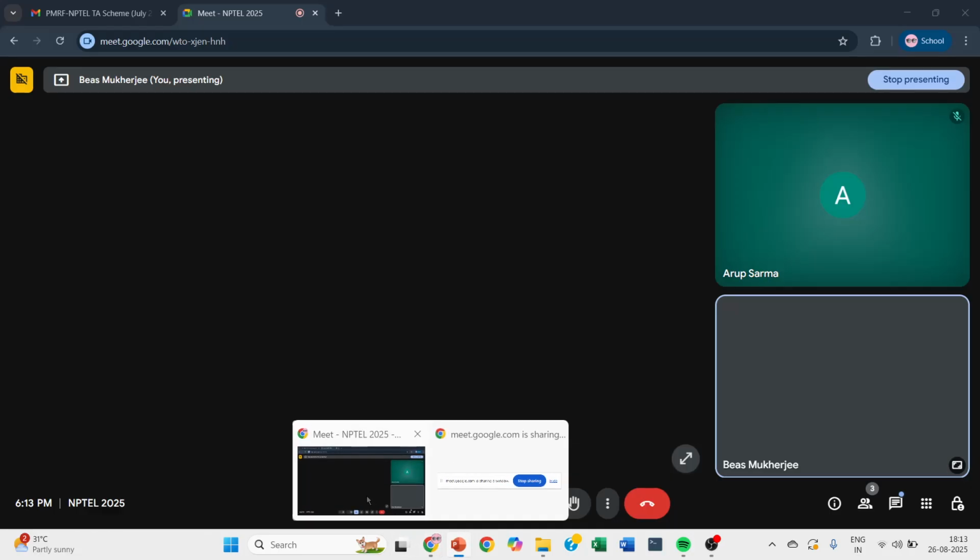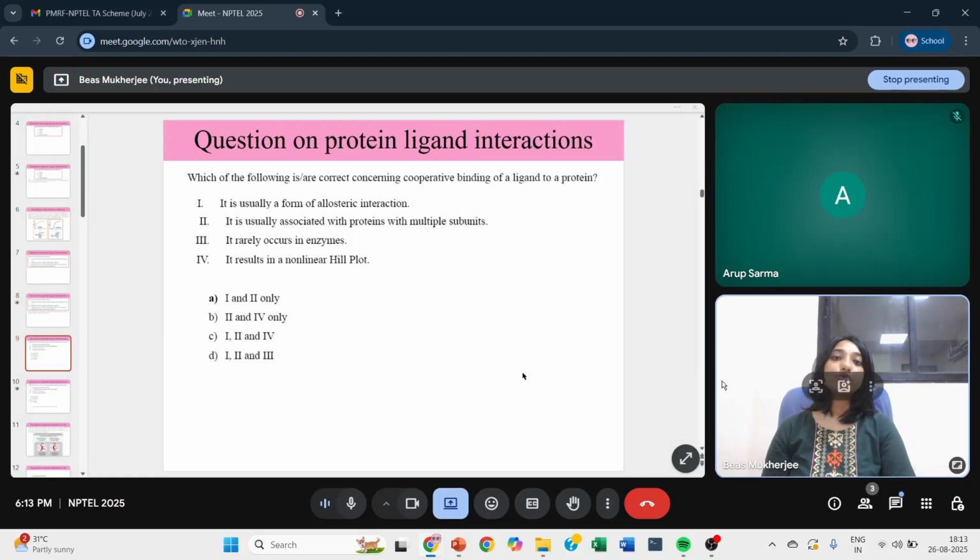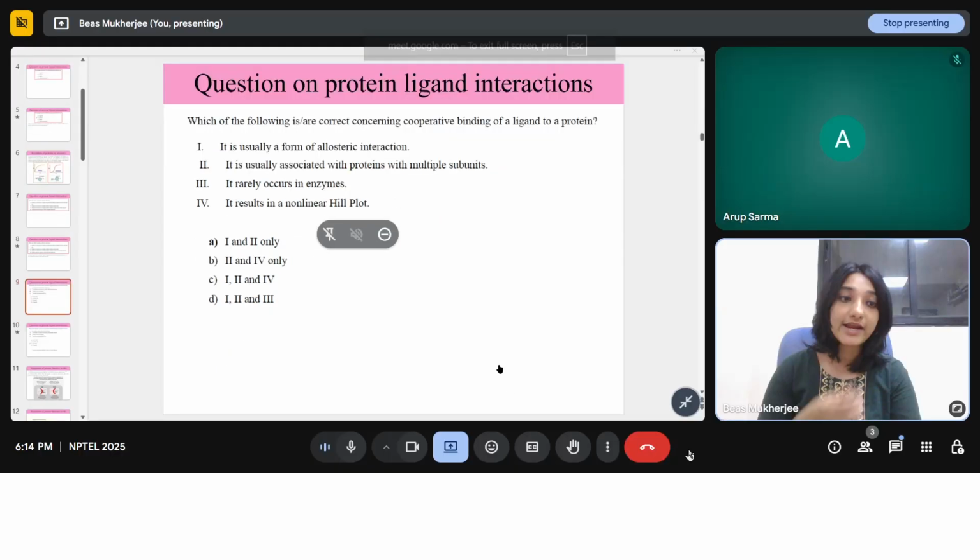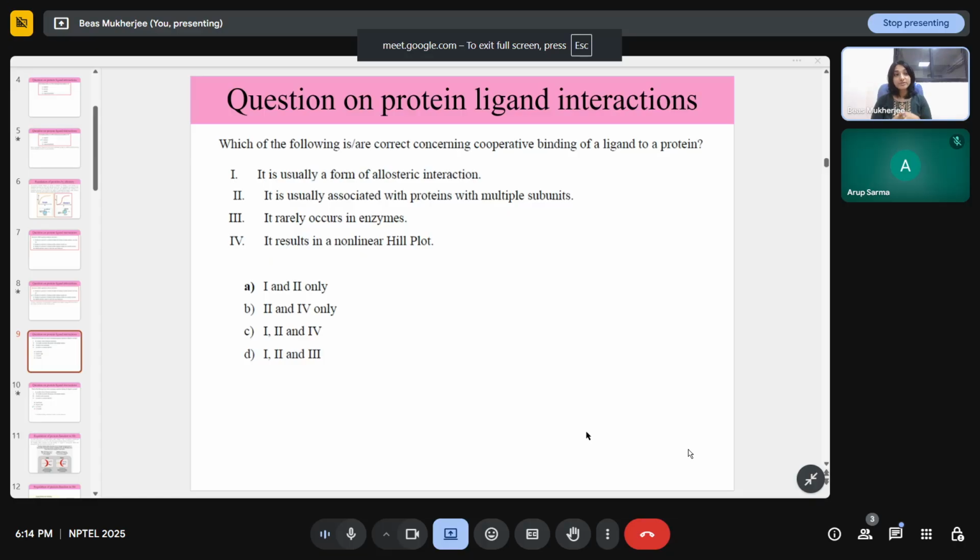Okay, now we have another question. Which of the following is or are correct concerning cooperative binding of a ligand to a protein? Now, what is cooperative binding? Cooperative binding is a feature of allosteric interaction.